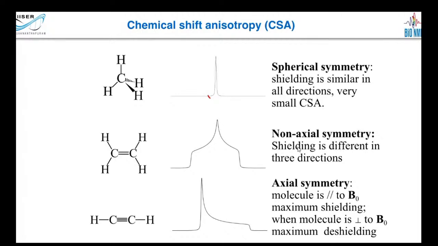So from the CSA, you should be able to figure out also the shape of the molecule. Analyzing CSA would give you actually a good idea about the shape, but the analysis itself is going to be a little more complicated than what we are used to in solution NMR.